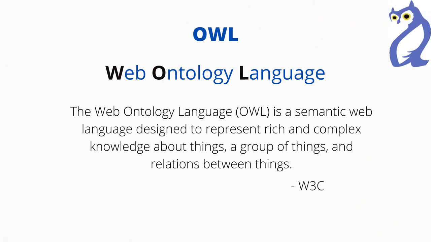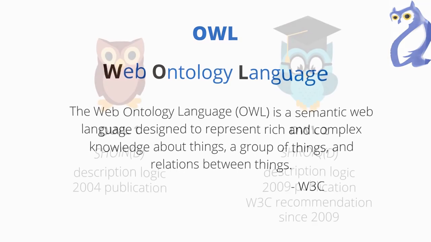OWL stands for Web Ontology Language. Wait, isn't that WOL? Well, for easier abbreviation and pronunciation, W3C made it OWL. The W3C formally describes OWL as a semantic web language designed to represent rich and complex knowledge about things, groups of things, and relations between things. In simple words, OWL is a semantic web language designed to represent ontologies. It is one of the core semantic web standards along with RDF and SPARQL.